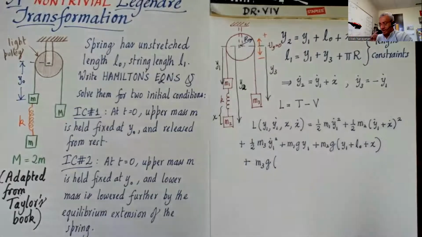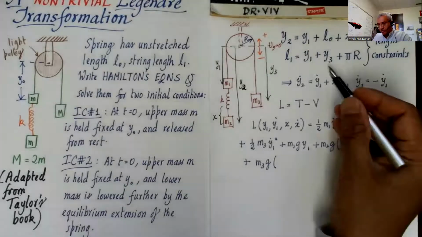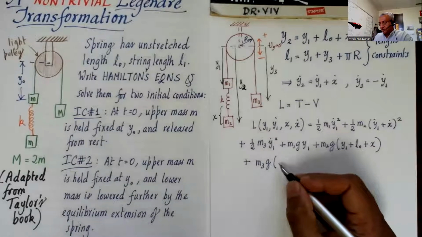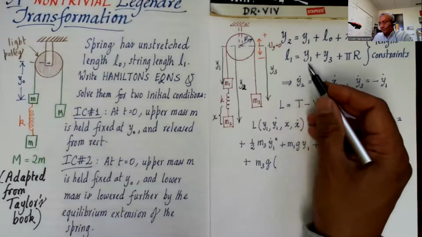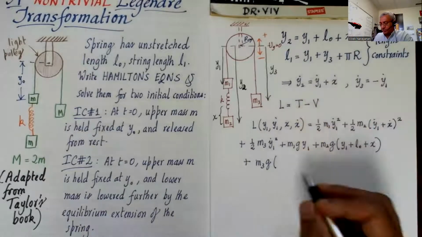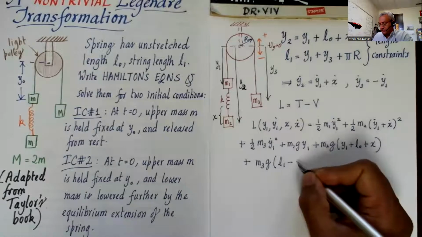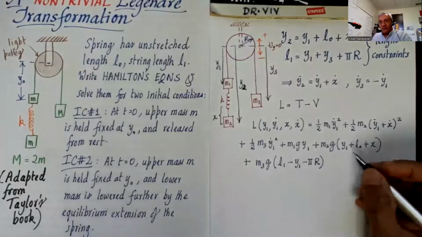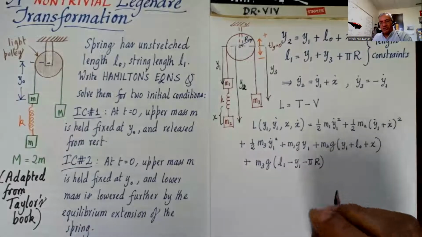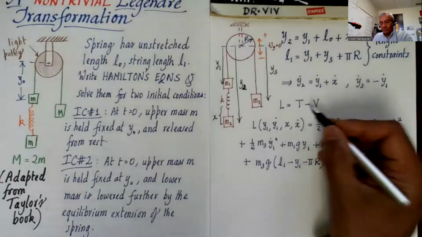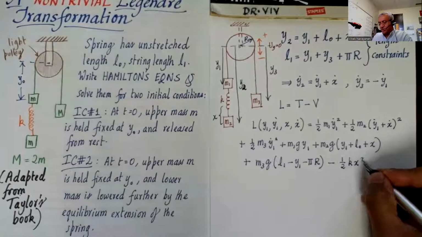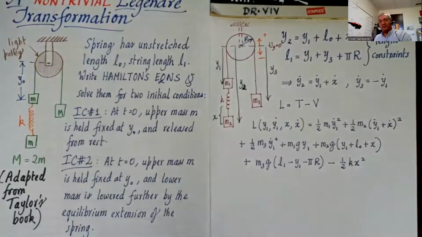And for y3, what I can do is solve this equation for y3 and write here: it's L1 minus y1 minus pi r. And don't forget the spring. The spring potential energy is 1/2 k x squared, and that has to be subtracted. So there's our grand Lagrangian. Looks pretty complicated, I think.